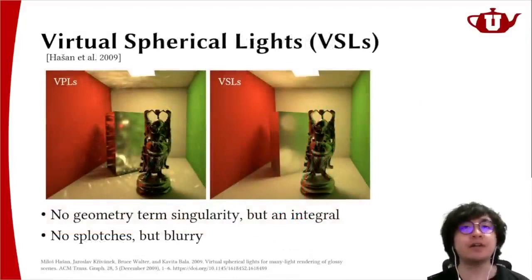Conventional VPL cannot properly handle specular transport. We can solve this problem by using virtual spherical lights. VSL distributes the energy over nearby surfaces inside an imaginary sphere. This removes the singularity of the geometry term, but it also leaves a co-integral to solve, which can be costly. Using VSL does not produce splotches like VPL with specular transport, but the results of VSL can be blurry.